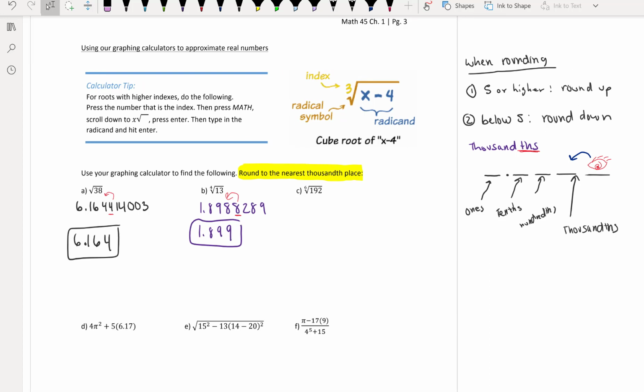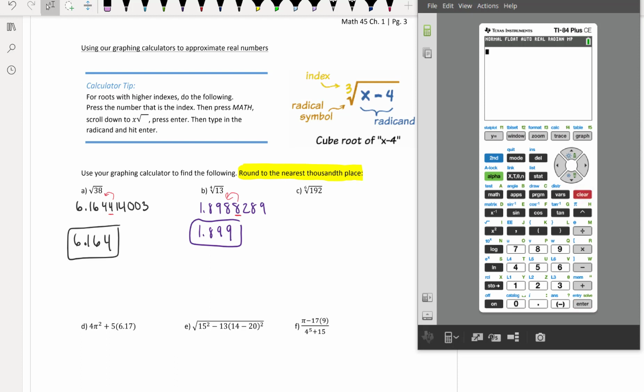Now I'm going to do the exact same thing with part C. So for part C, I'm going to go back to my math.